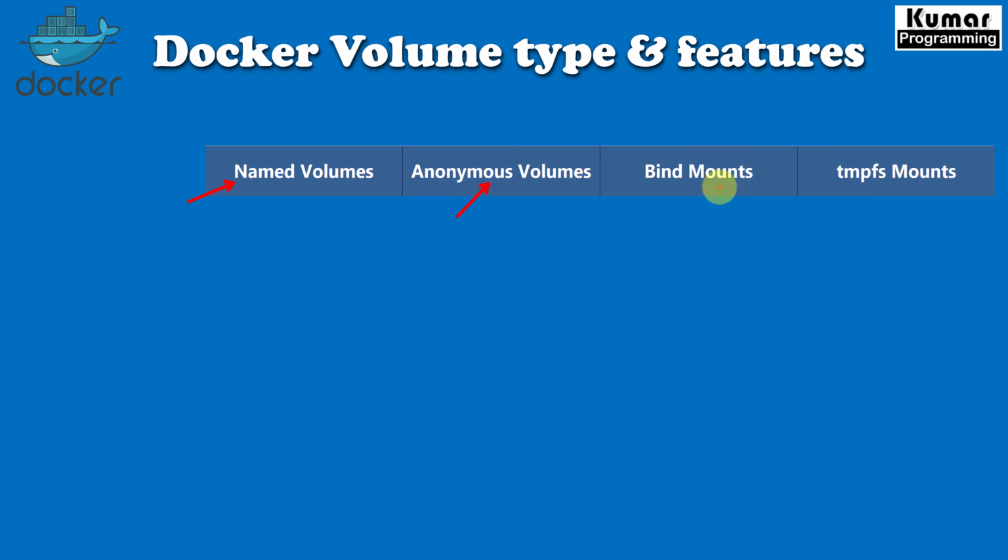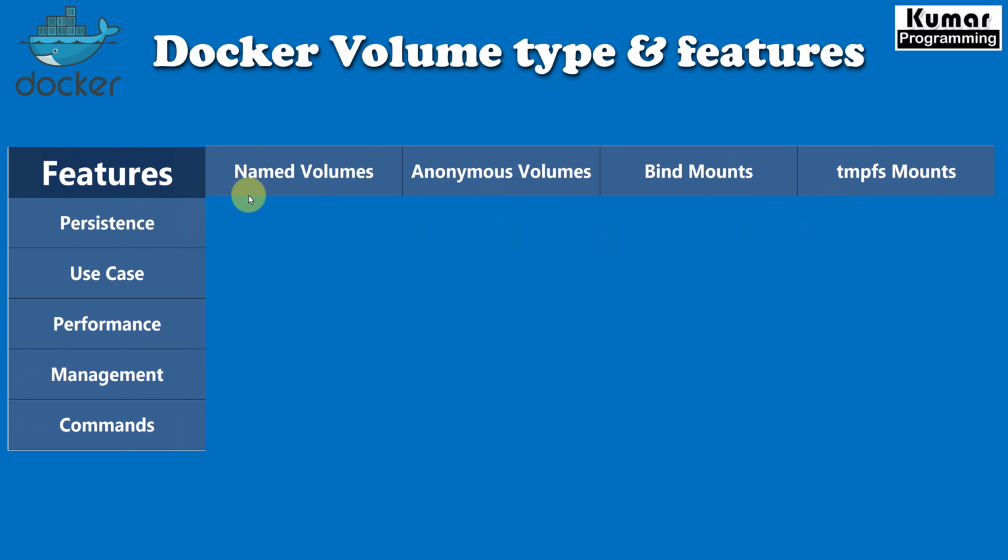And bind mount. Bind mount is also known as a host volume, and the volume is stored on the host machine. I'll show you in my practical demonstration how this host volume or bind mount is associated with host files. And the last one we have is tmpfs, temporary file system mounts, right? This is completely temporary and it's stored in memory. So these four types of volumes have some features. All these four volumes are categorized by features like persistence, use cases, performance, management, and command.